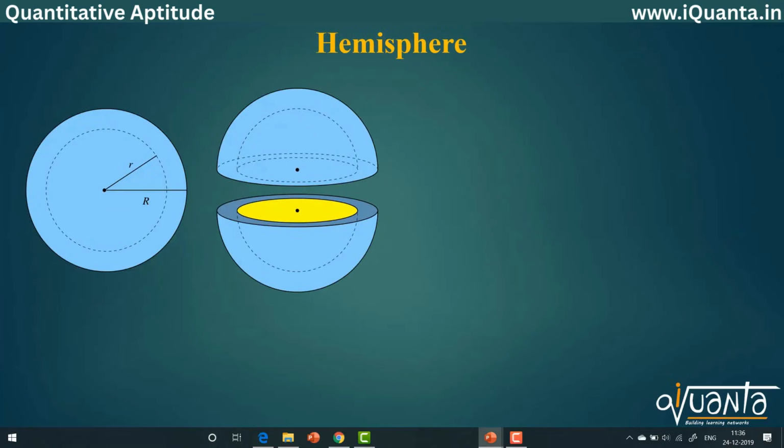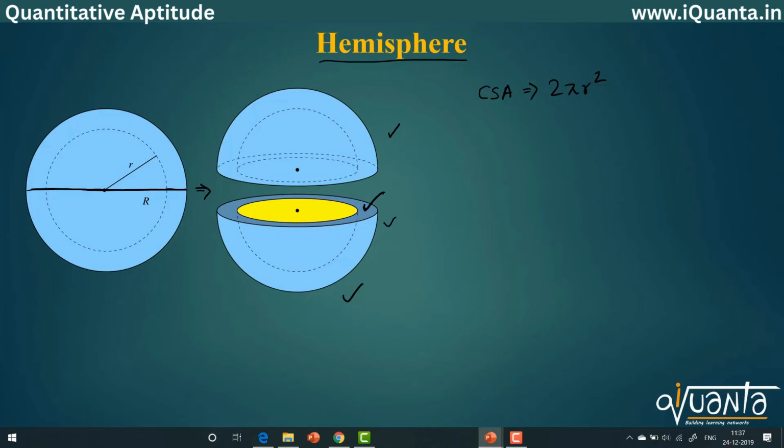Next one is hemisphere. So what is a hemisphere? If we cut a sphere from between, then we get two halves, and both of them are hemispheres. In a hemisphere we can see that we have two types of areas. One of them is curved surface area, and another is this plane surface area over here, its base. So if I ask you the curved surface area of a hemisphere, you will only find out the curved surface area, that is equal to 2 pi r square.